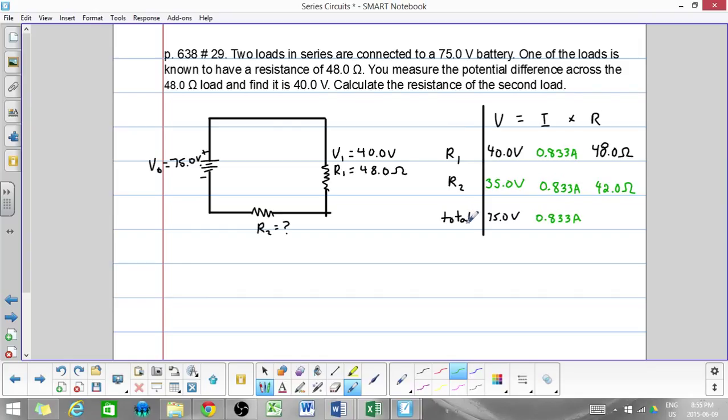And then for the total resistance, well, you know the relationship for series resistors, they just add. So the total resistance of the circuit must be 90 ohms. And you can check that. Here, we will check using Ohm's law. Total resistance.